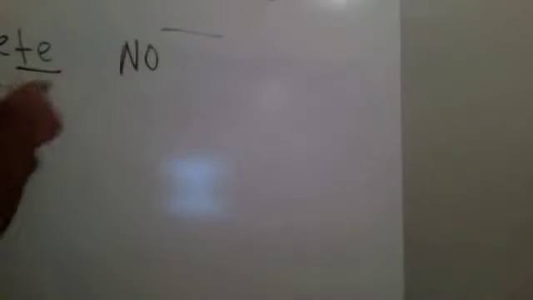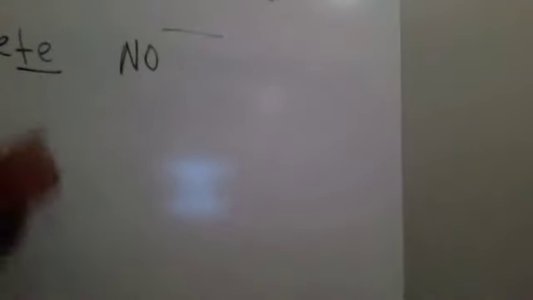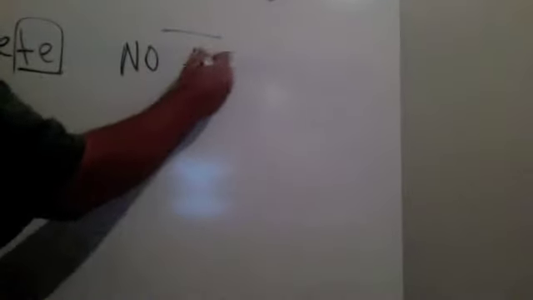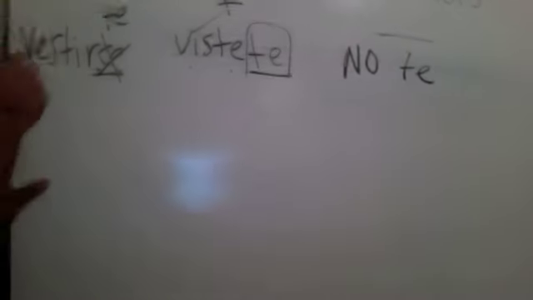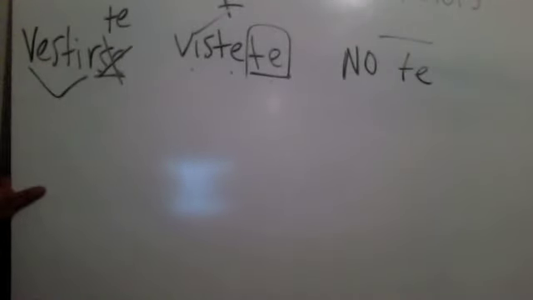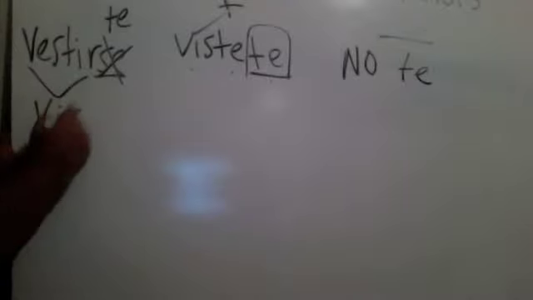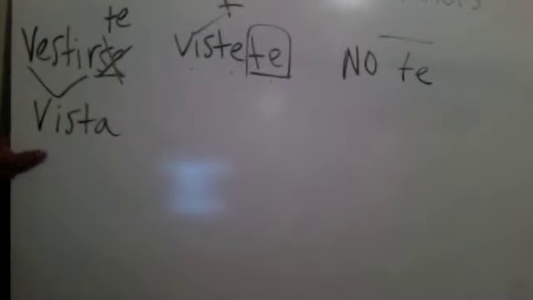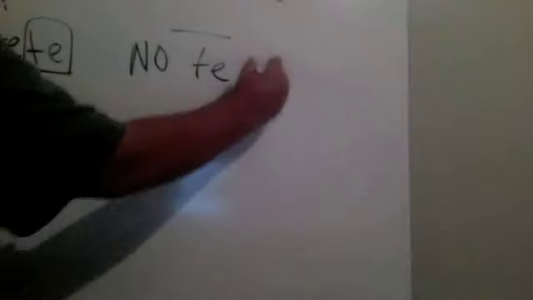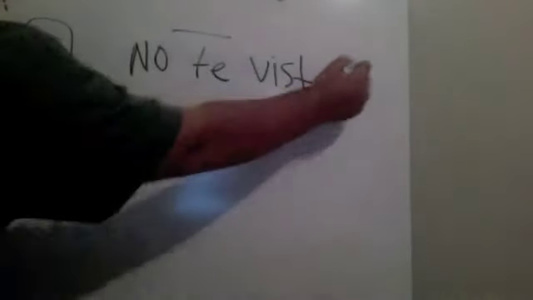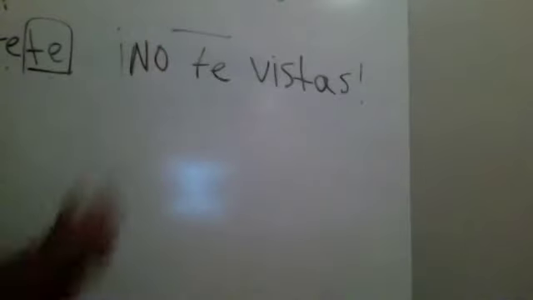Now let's make it negative. No. Now, since our command is negative, we have to move this reflexive pronoun. No te. Now, we gotta make this into an usted command. There's your usted command. And then what do we do finally? We add an S. No te vistas, don't get dressed.